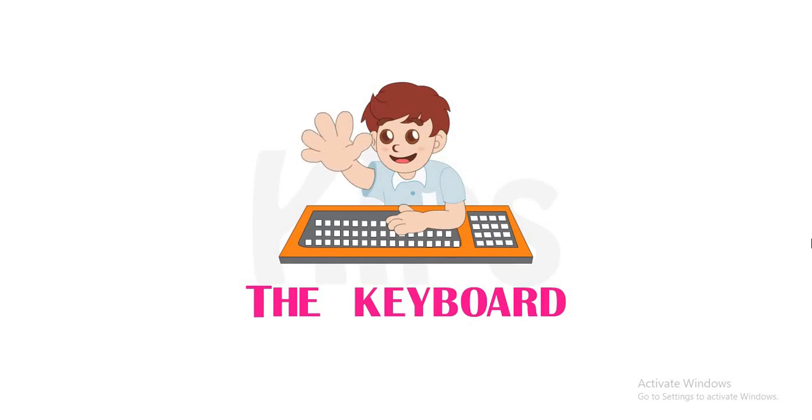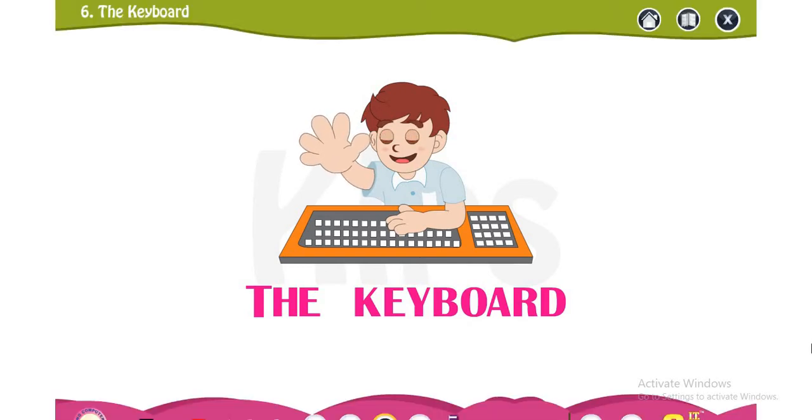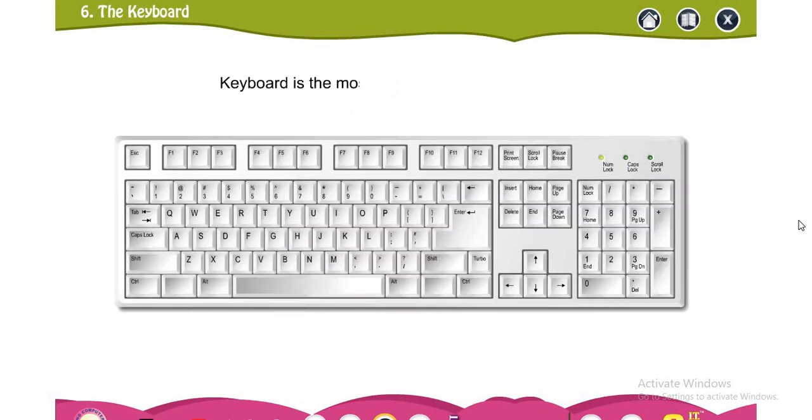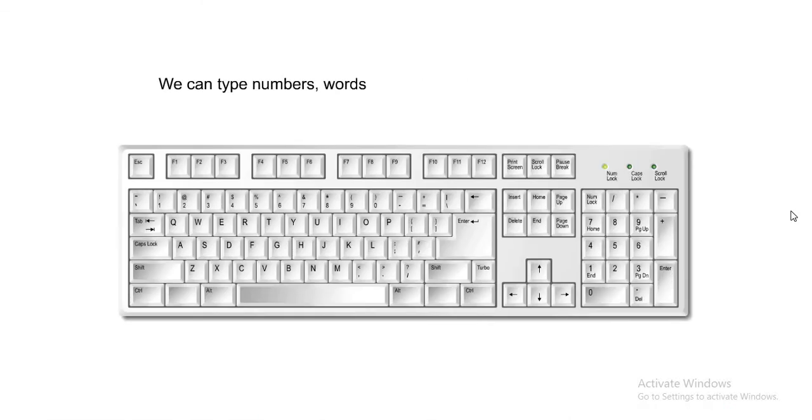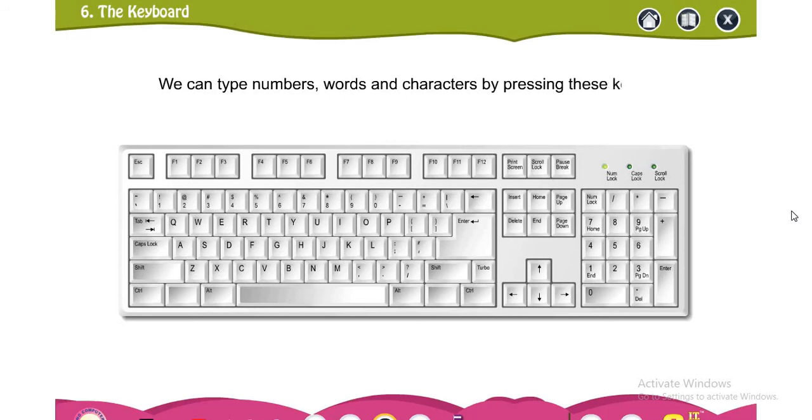So let us see what is meant by the keyboard, how it is used, how many keys are present on the keyboard, and what the keys are. Today we will learn about the keyboard. Keyboard is the most important part of a computer. It helps us to enter information into the computer. A standard computer keyboard has 104 keys. We can type numbers, words and characters by pressing these keys.